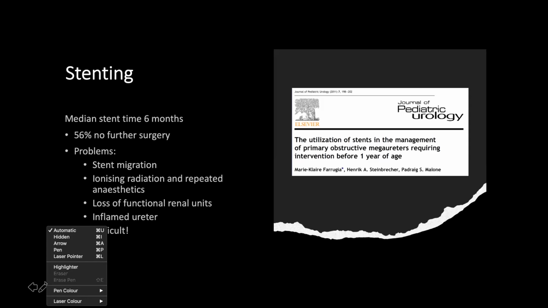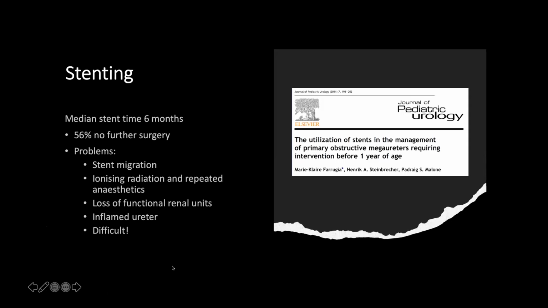The problem with these is that the stent needs to stay in for a good 6 to 12 months. Some of them will need recurrent stenting in that time. So it involves several anesthetics and a fair amount of ionizing radiation because you're supposed to do it under fluoroscopy. Although half of these patients ultimately no longer need surgery, about a third actually have complications. So the stents migrate and fall out. Like I said, you've got repeated doses of ionizing radiation and anesthetics. Some of these patients do actually ultimately end up with loss of renal function.